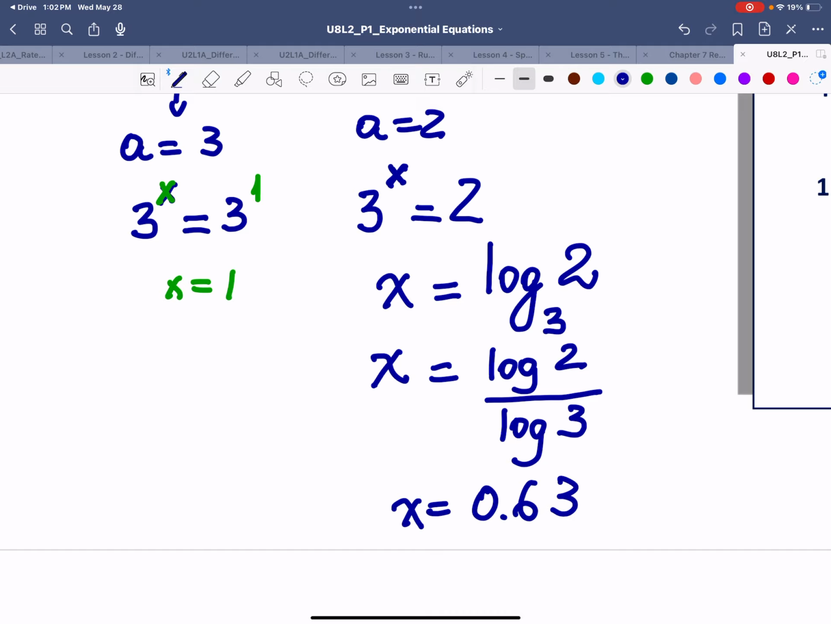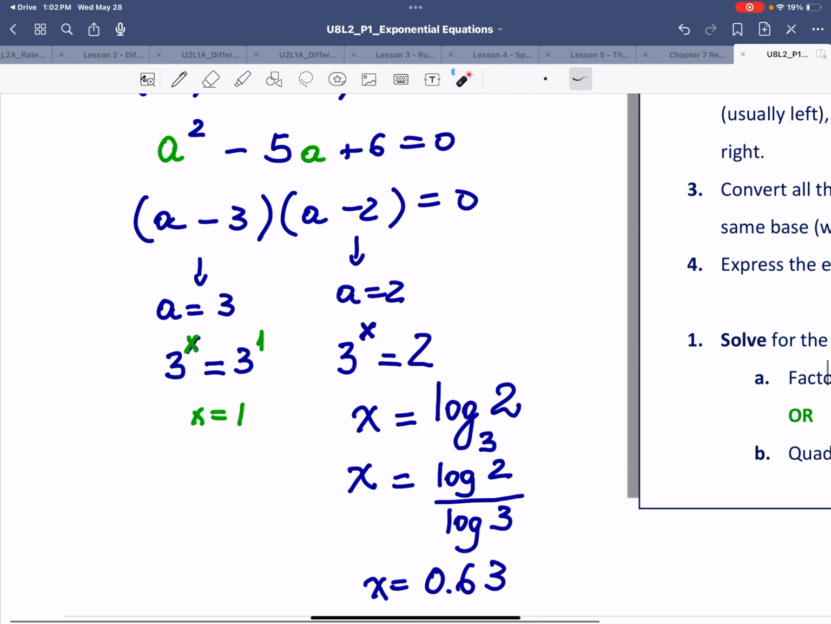0.63. And we want to round the answer to 2 decimals because logs are exponents, and exponents are powerful or can change the value of a term powerfully.